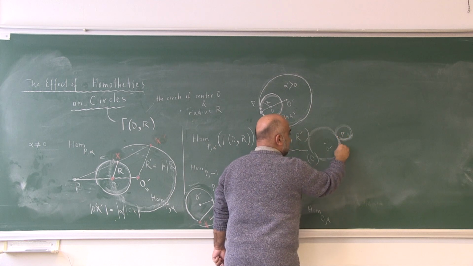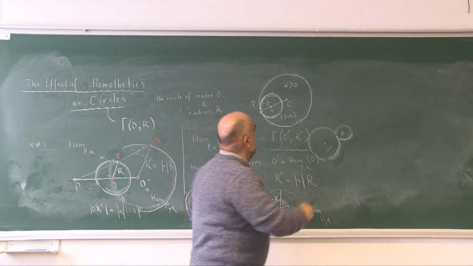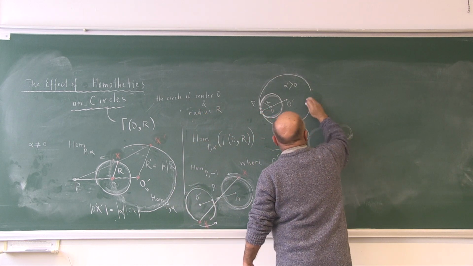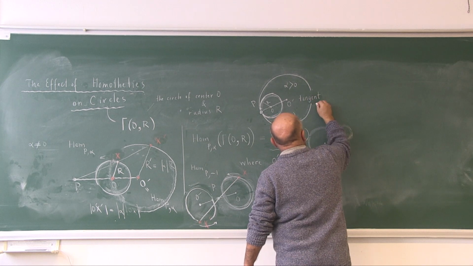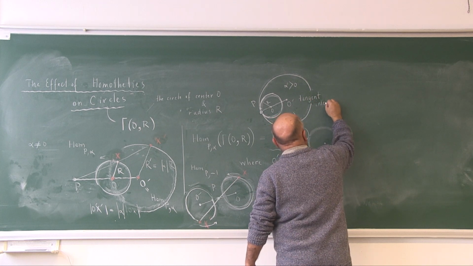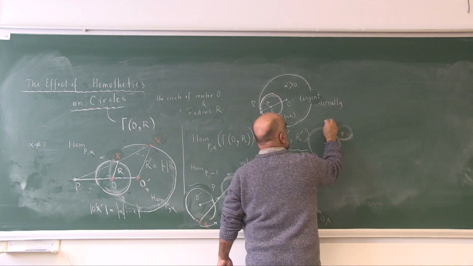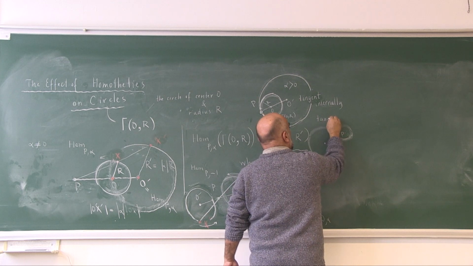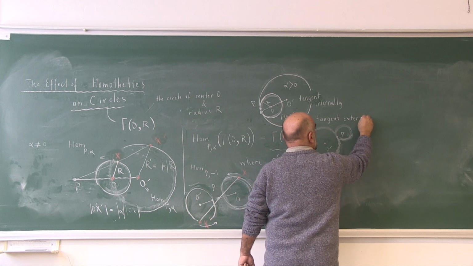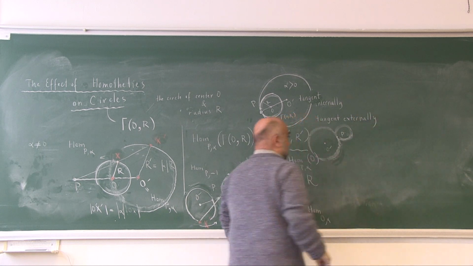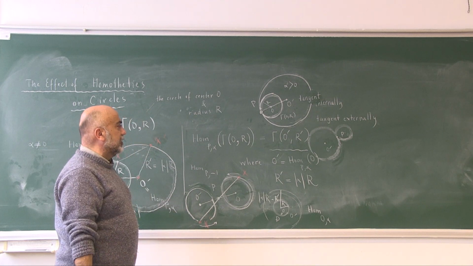That's interesting. So these are tangent circles. These circles are tangent internally, that's what we say, and these circles are tangent to one another externally. Right, so that's very interesting.